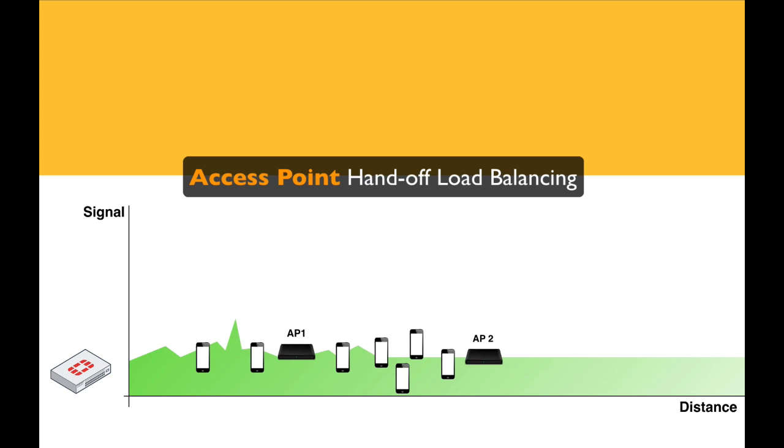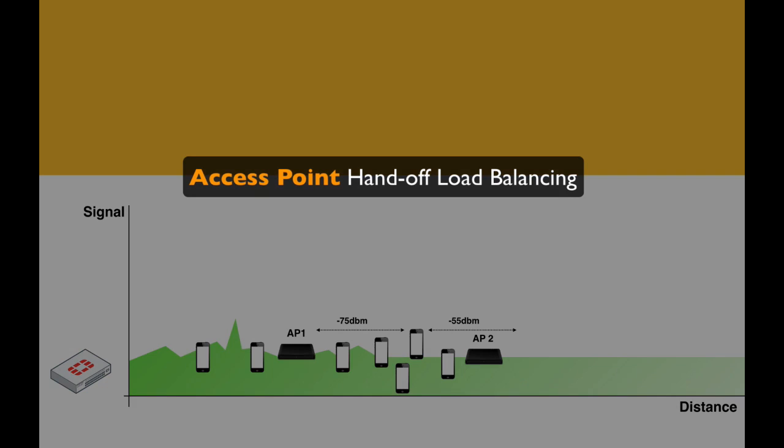Well, you can limit the amount of clients. It can be 10, 20, 30 clients per access point. But you can also control the load balancing threshold. So whenever a client has enough signal strength to another access point, it will roam to that access point. Let's see how we do it.